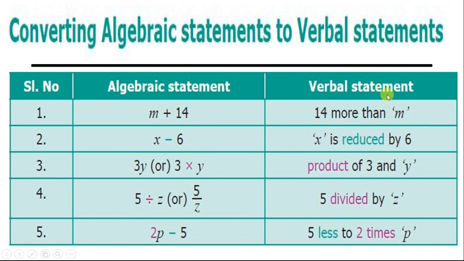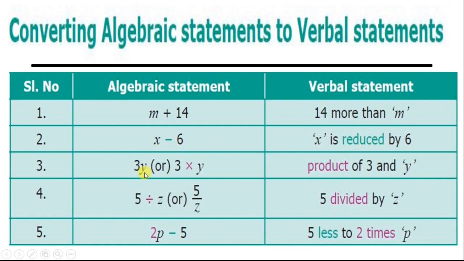We will write the verbal statement as 14 more than m, because we are adding here. So we write this verbal statement like this: 14 more than m. Next we go for the second statement here, x minus 6. So x is being reduced by 6 here, so we write this as x is reduced by 6. If we have addition, we write more than. If we have subtraction, we write reduced.